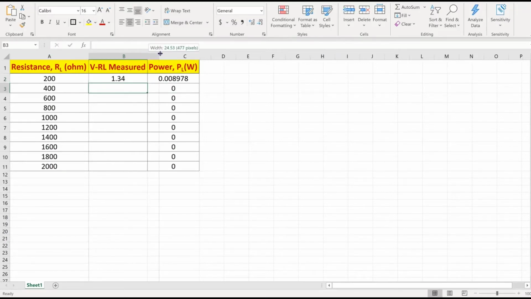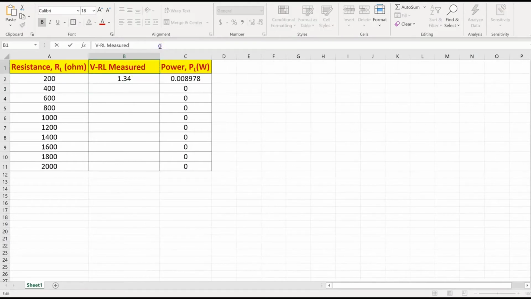Remember, this measured VRL is in volts, and the power is going to be in watts. So we have this number right here.